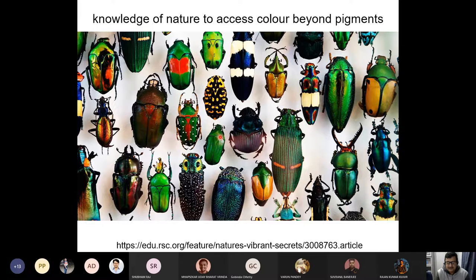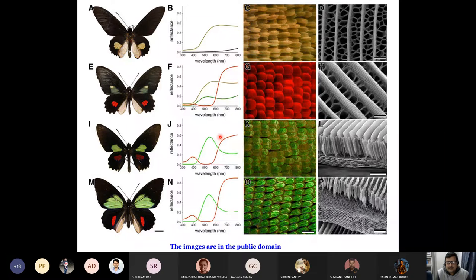Say, suppose you have a kind of peacock, right? Does the peacock have a pigment on its feather? Yes, no. Does a butterfly have a pigment on its feather? No. These are called the structural colors. So essentially, they create optical illusions in your eyes.